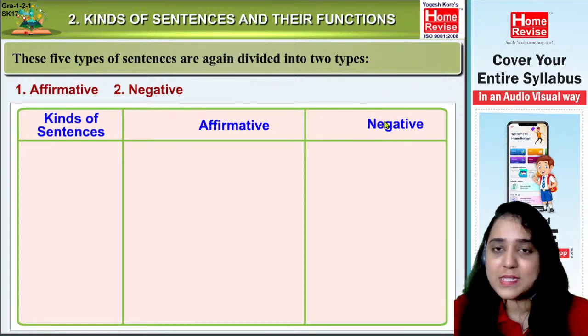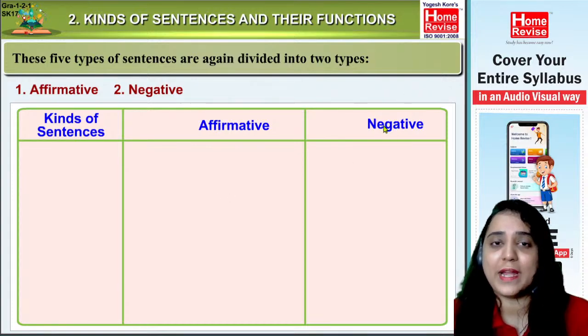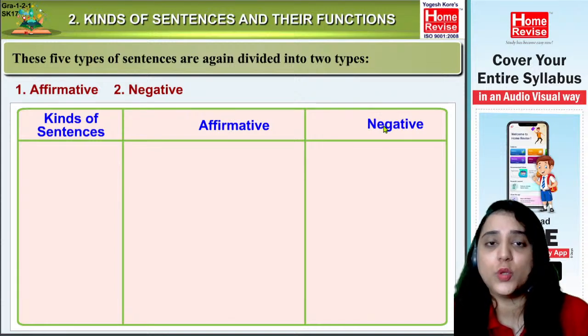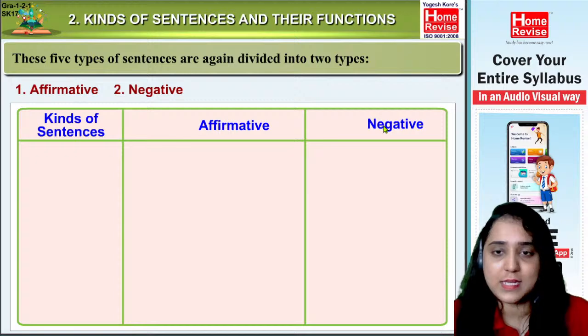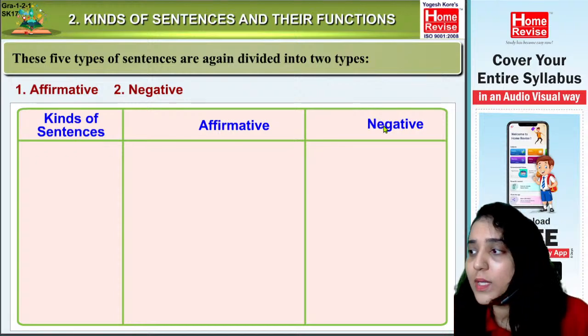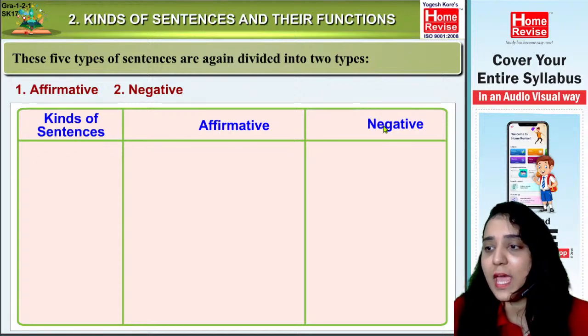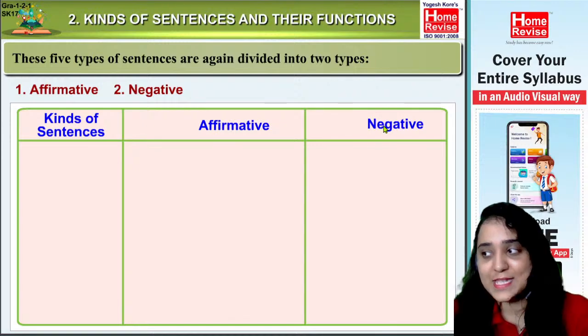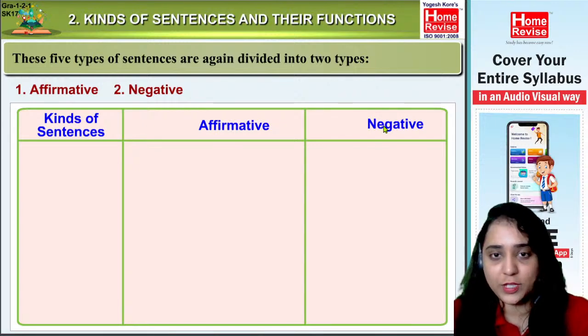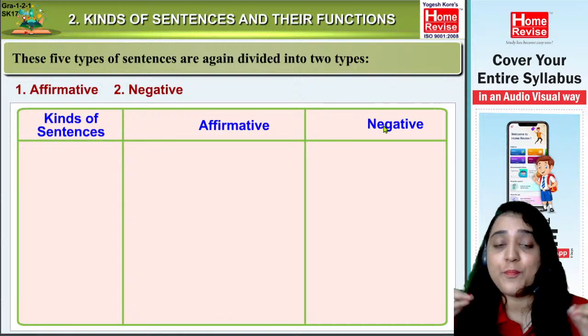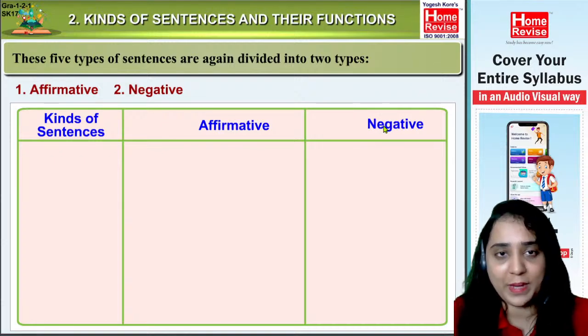See, negative means a negative sentence where you can find a negative word in it, like no, never, not, such kind of words. If they appear in the sentence, it is a negative one. But what about the affirmative? Can anyone give me an example here? Yes, very good, Satish, very good. The sentences that are positive are called affirmative statements.